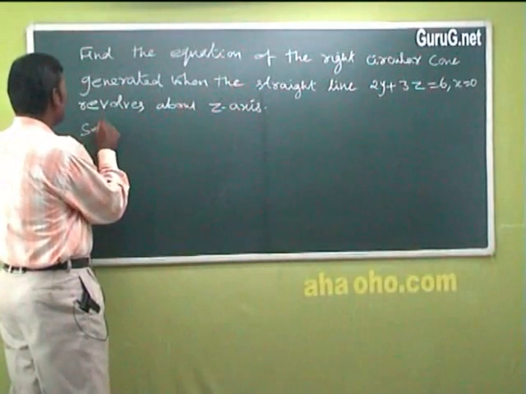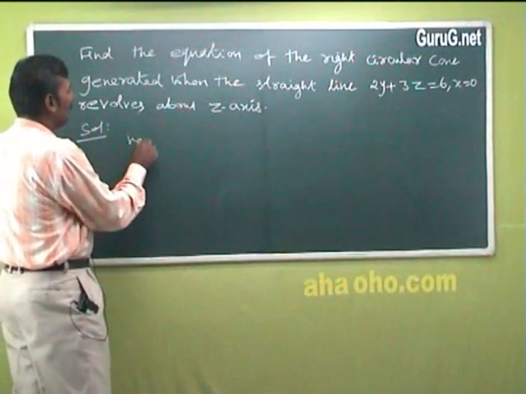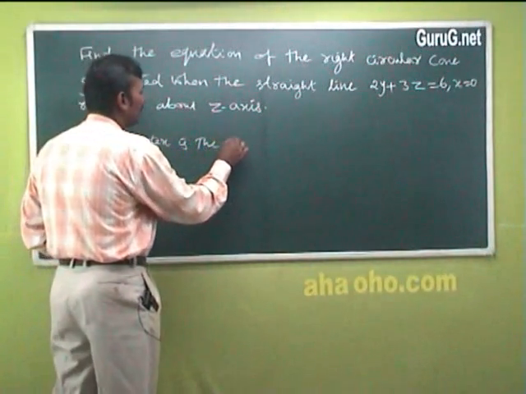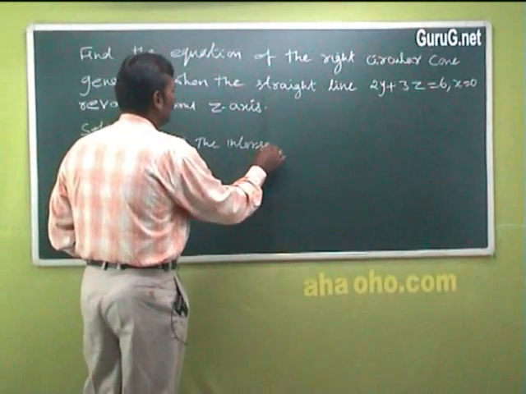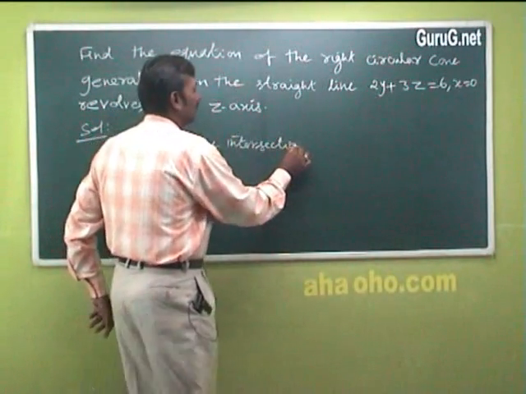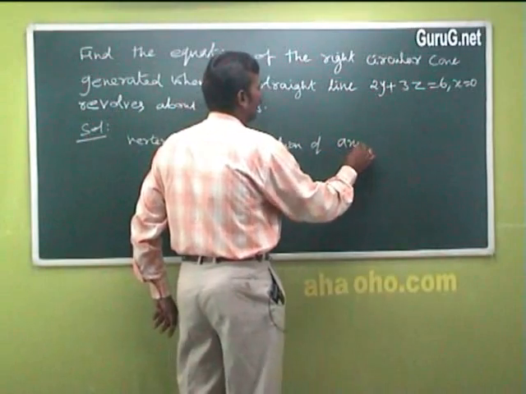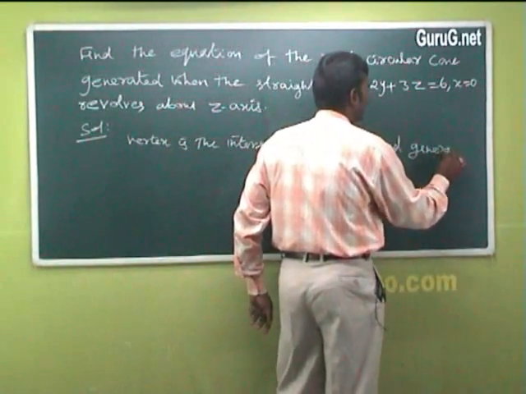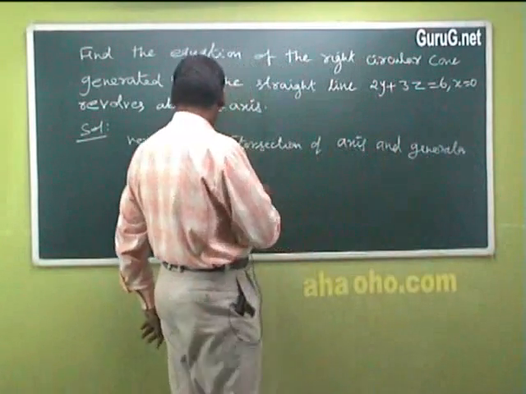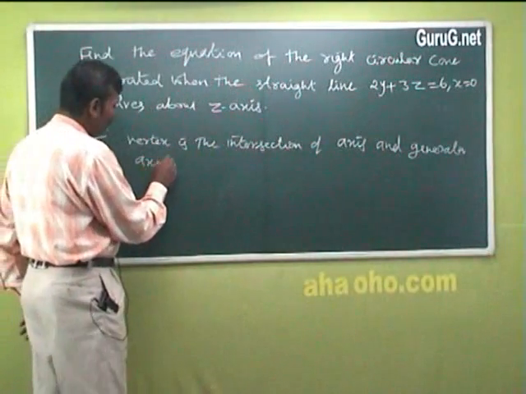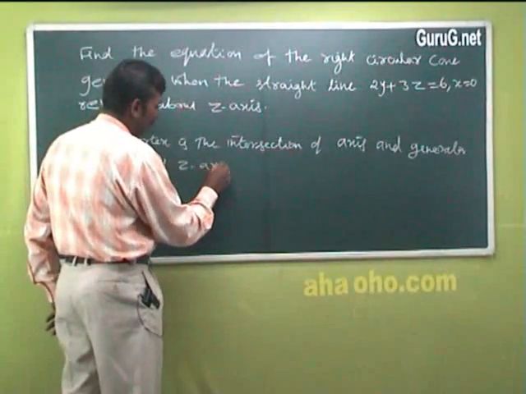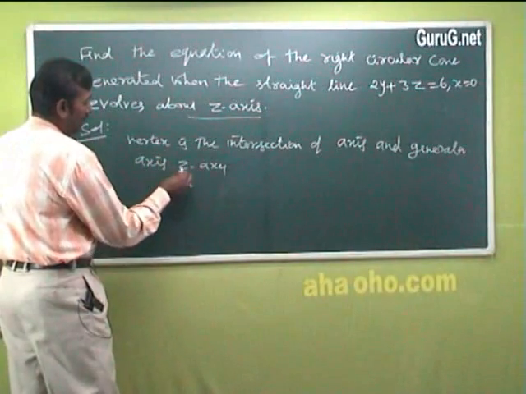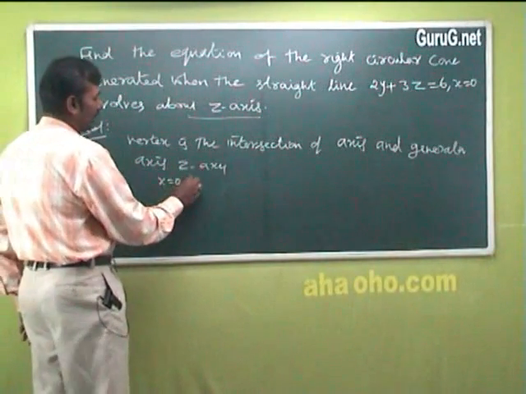The vertex is nothing but what? The vertex is the intersection of axis and generator. The axis is the z axis, right? So put z axis, nothing but x equal to 0 and y equal to 0.